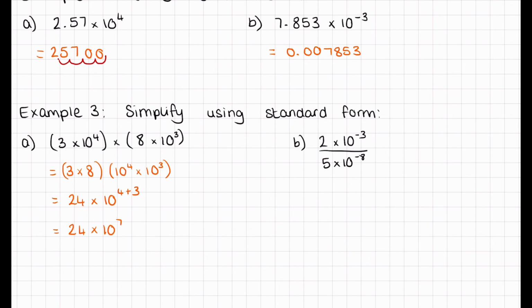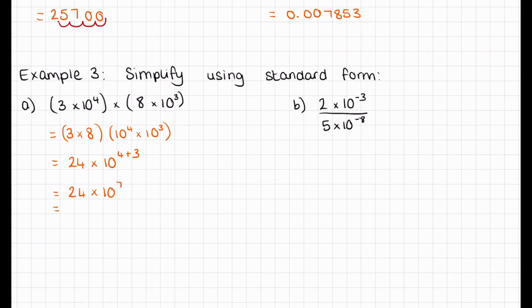Now, you have to remember here that the 24, we can't have that in standard form or scientific notation. It has to be between 1 and 10. So we have to make this 2.4, and then we're going to add 1 to the power. So you just have to make sure that if you do these and you get a number there that's not between 1 and 10, you have to do some more readjusting.